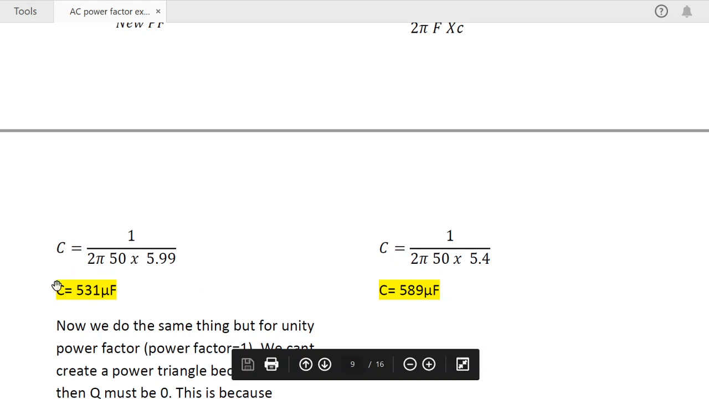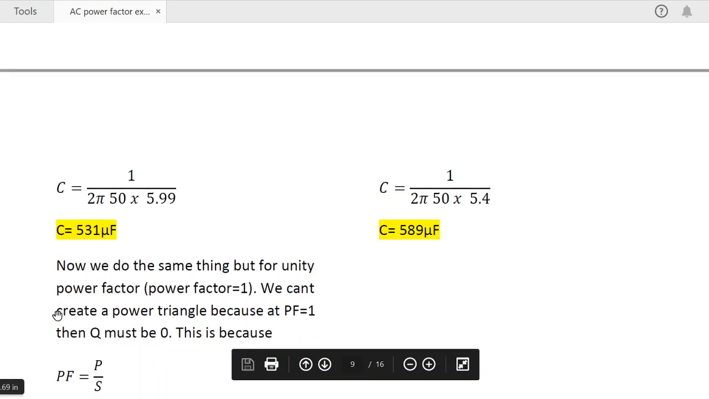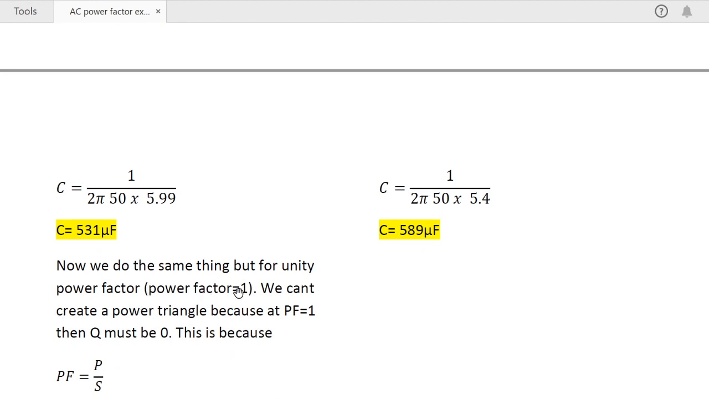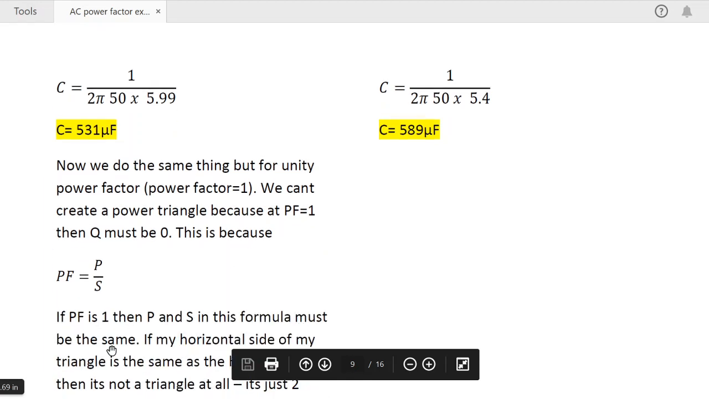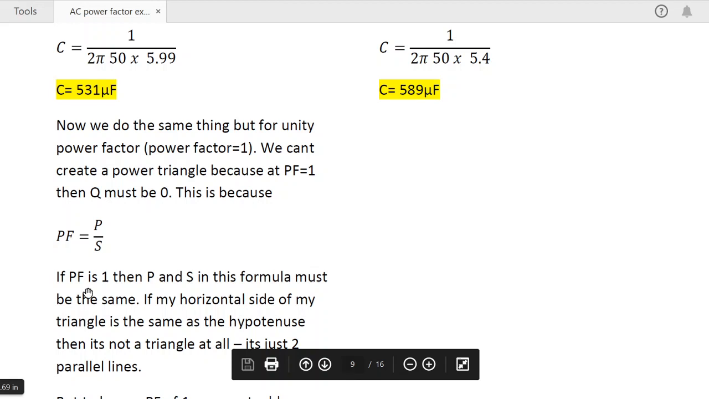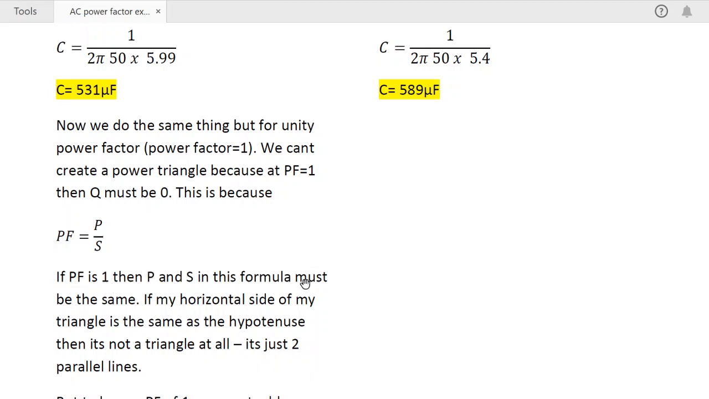Okay, so that was part 2 of the question. Part 3 was to do the same thing, but for unity power factor. That is power factor equals 1. We can't create a power triangle, because if our power factor is 1, then our Q must be 0. Why? Because power factor equals true power over apparent power. So if the power factor is 1, then the P and the S in this formula must be the same. I don't know what number they are, but they have to be the same.